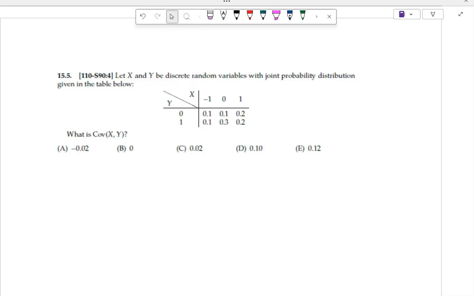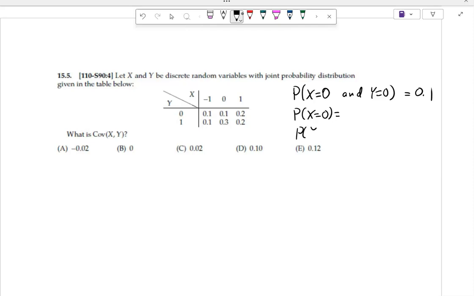Remember, independent says that if I take the probability of x equaling a value and y equaling a value, it should be the product of the individual probabilities, right? So what's the probability that x equals 0 and y equals 0 according to the table? This is 0.1, right? That's right out of the table, correct? Agree? Okay.